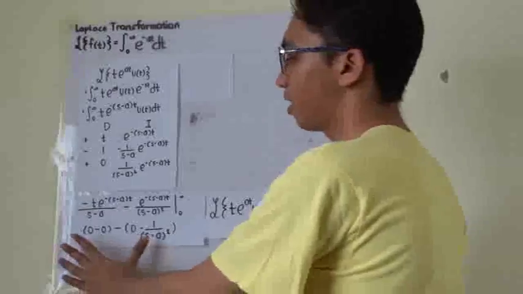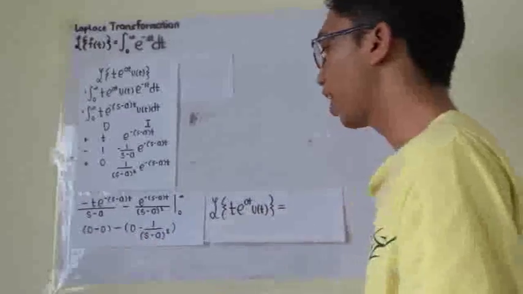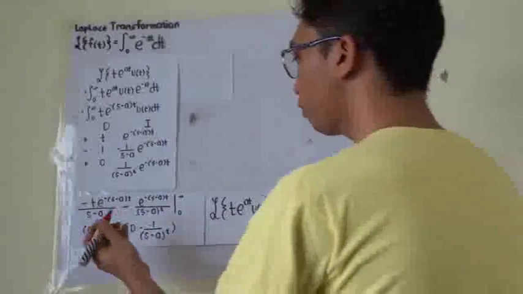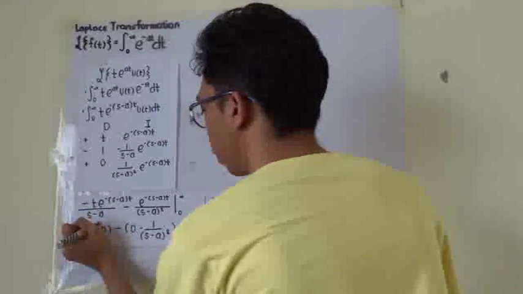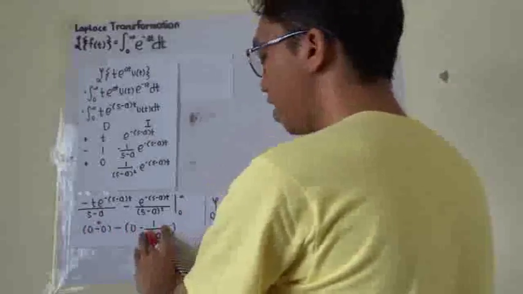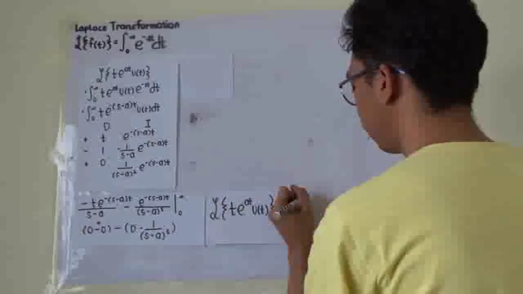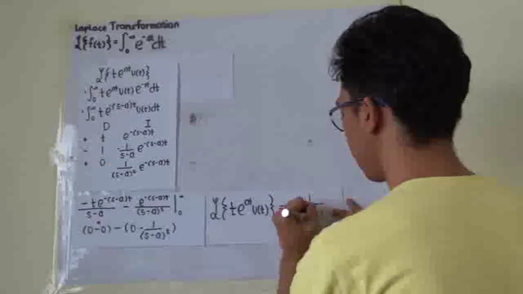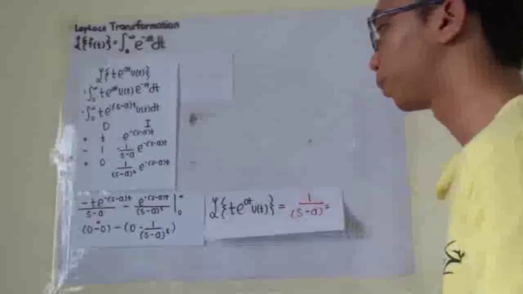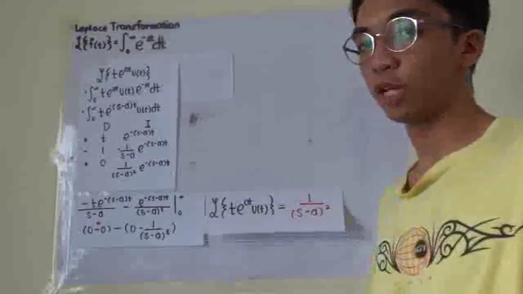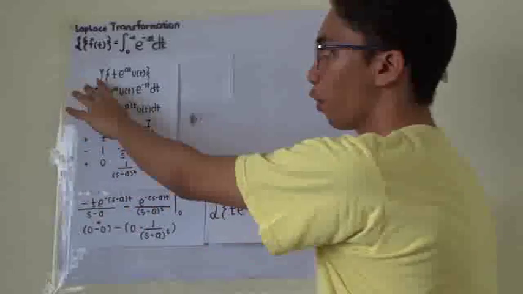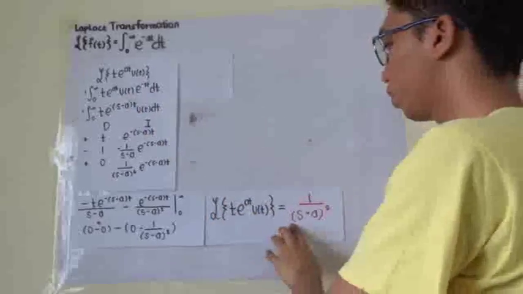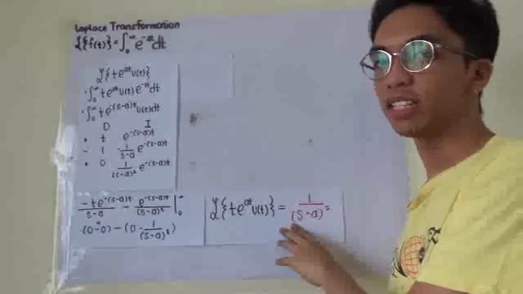And simplifying this expression, in order to get the Laplace transform of this function, so this is equal to 0. Distributing our negative sign, we'll have a positive 1 over s minus a squared. So simplifying the expression, we have the Laplace transform of t times e raised to at u of t equal to 1 over s minus a squared.